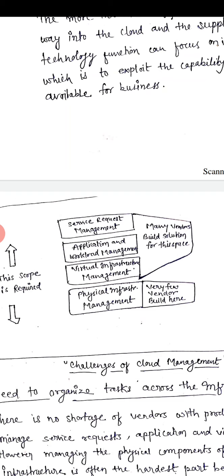It covered the security, request management, application and workload management, and virtual infrastructure management. This is provided by many vendors, but the physical infrastructure management is provided by few vendors, because physical infrastructure management consists of low standards or no standards, whereas service request management, application and workload management and virtual infrastructure management contain strong standards. So these are the challenges of cloud management.